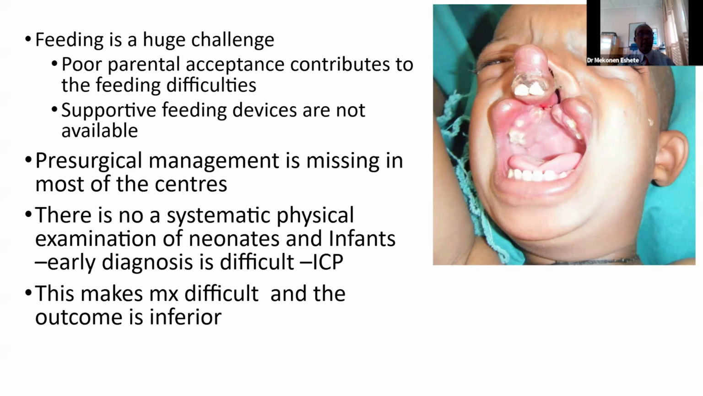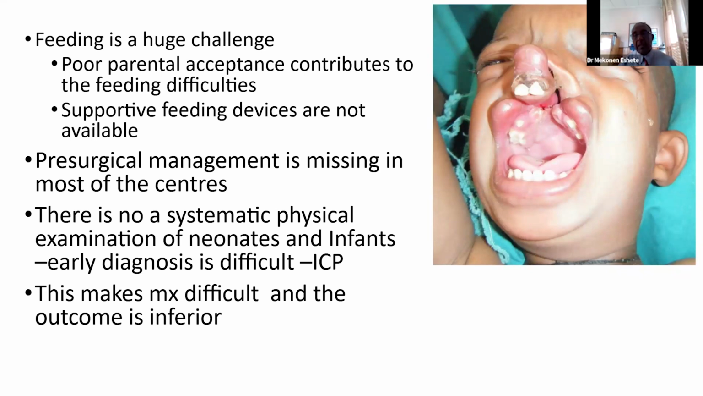They are not really available. And pre-surgical management is also missing in most of our centers. This leads to the picture we see with a severely protruded premaxilla, which may end up in post-operative complications usually. So this is really another huge problem. There is also no systematic toe-to-head physical examination of a neonate or an infant at delivery wards or in the pediatrics room.